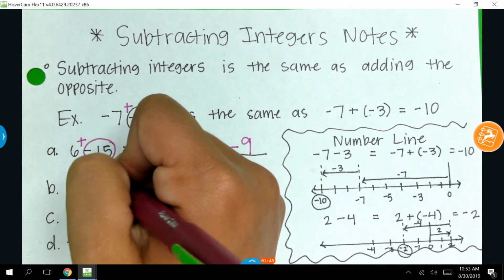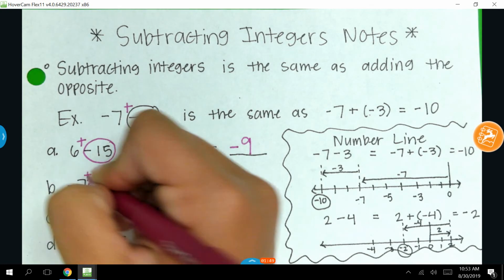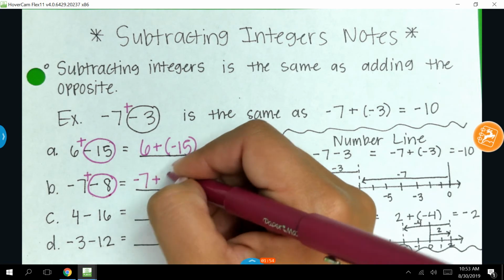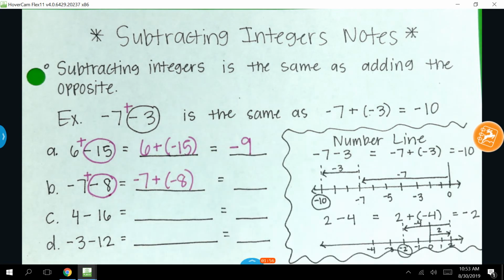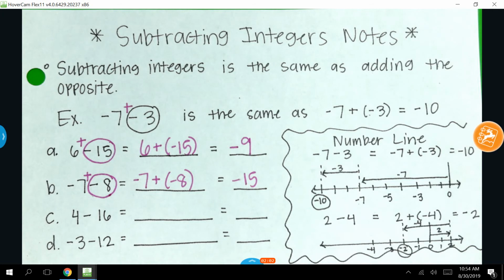Negative 7 minus 8. That means I'm circling that minus 8 and adding that addition sign in between. So now you have negative 7 plus negative 8. So what does that give me? Negative 15. Good. Negative 15. Questions?